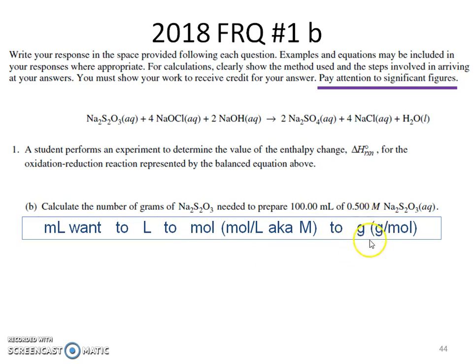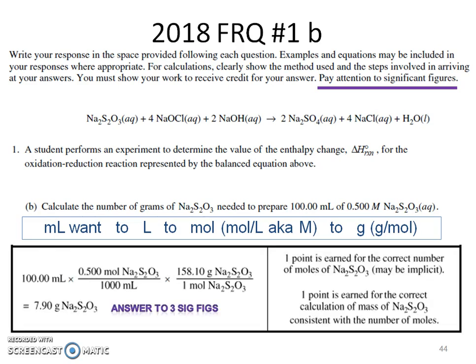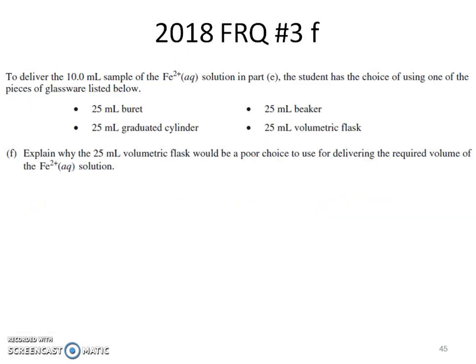And how are we going to go to grams? Well, we're going to use the molar mass of Na2S2O3. So at this point, if you haven't tried, pause the video and see if you can set it up mathematically and get an answer. You should have gotten that, hopefully to 3 sig figs. And here are the points that you would be awarded for.